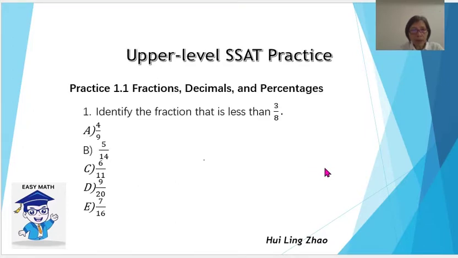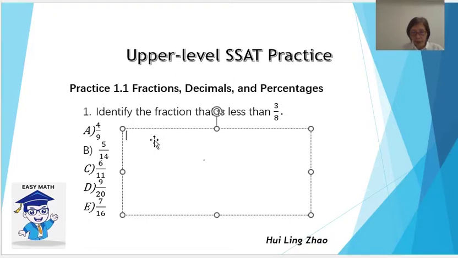Next, we'll do some practice. It's 1.1, fractions, decimals, and percentage. Practice number 1. Identify the fraction that is less than 3/8. There are 5 choices here. We found they have different denominators, right? So we want to compare the numbers. We make the same denominator, right?